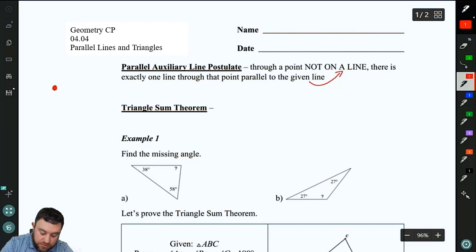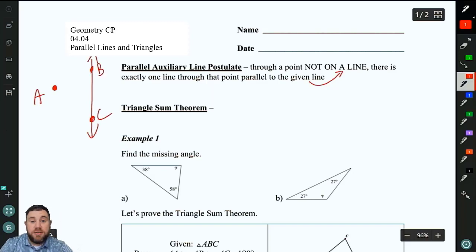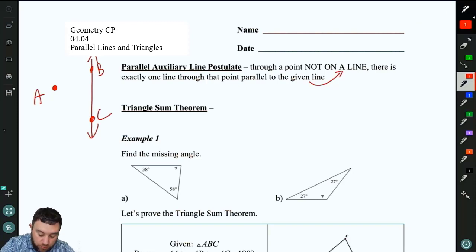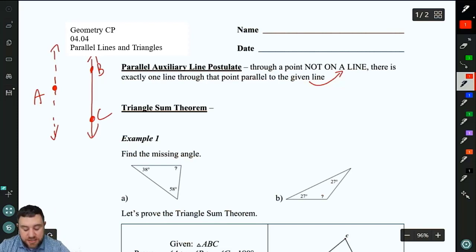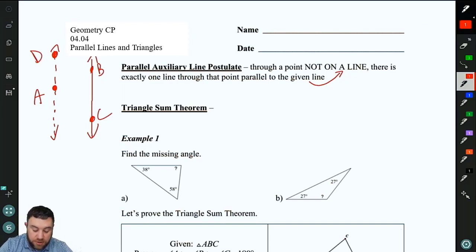Here we've got, we'll call this point A, and we'll call this line BC. We can draw one line, and we typically do these as dotted lines because we're adding them in. It's called an auxiliary line. That's why we have that word auxiliary there. And I'm going to put point D on there just so I can give that line a name also. So we know that line AD is parallel to line BC.